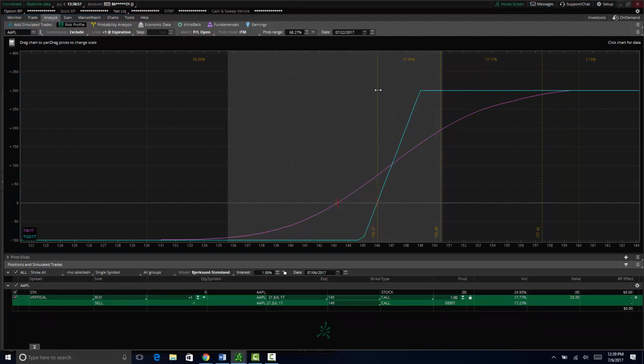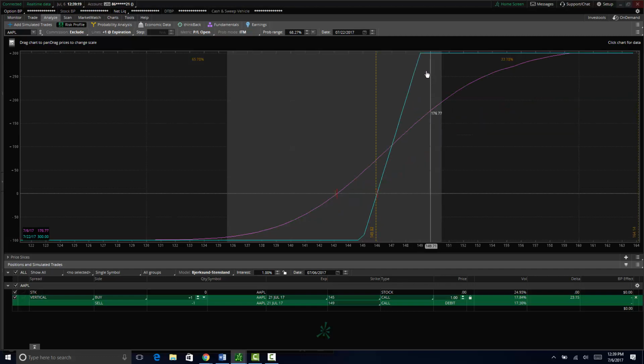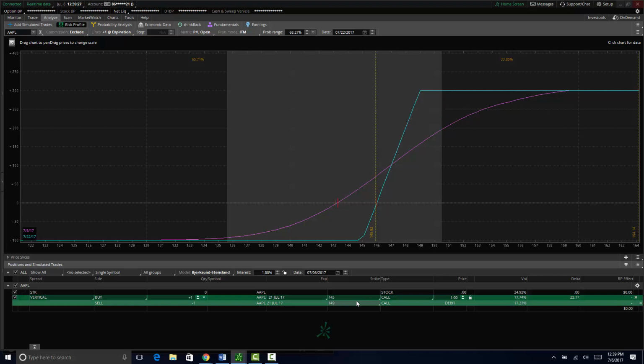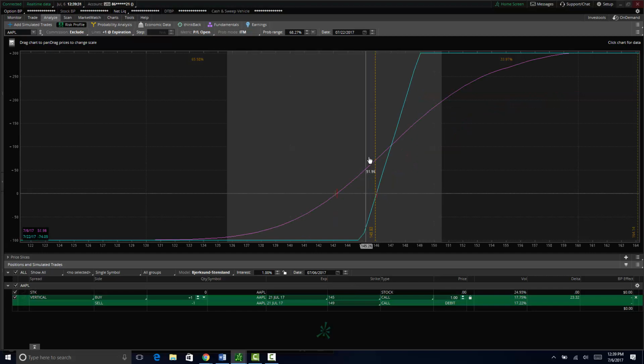And what I like about this is my max loss is limited to $100 per contract, so the $1 debit. My max gain is also limited if Apple trades above 149. But my whole intention on this trade was I thought Apple would possibly trade up to 150. So I actually have about a 35% chance of the trade being profitable, and I'm getting about a 3-to-1 risk versus reward on my trade. So that's why I like using call spreads.